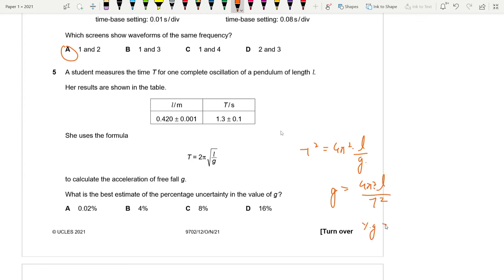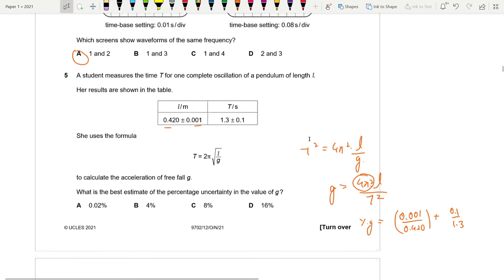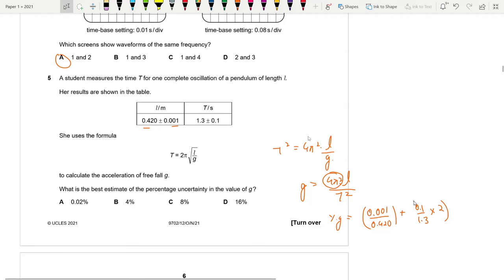Now, the percentage uncertainty of g will go like this. 4 pi square is a constant. We won't consider that. 4l, right, 4l, we need to take this. 0.001 by 0.420, right? And for t square, what are we going to do? 0.1 divided by 1.3. And since there's a square, the 2 will just come in front, right? And since they want percentage uncertainty, we multiply the whole thing by 100. Let's do this. So I'm getting a value like 15.6%. The best answer is 16. So 5 is D, okay?